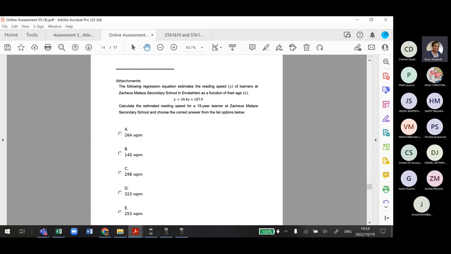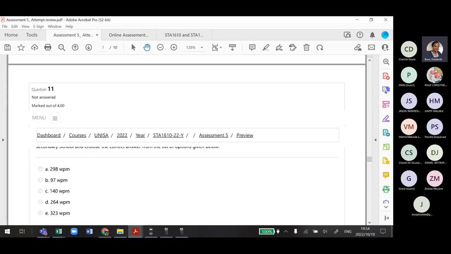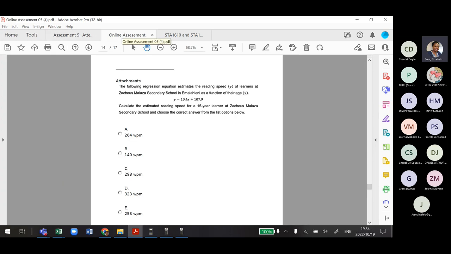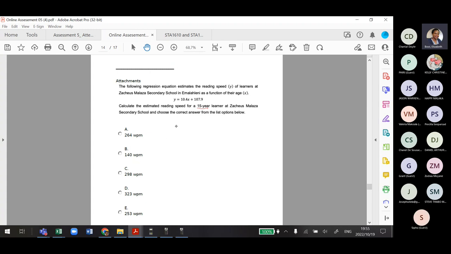Let's do the, I think probably it's the same. Yes, it is the same. The following regression equation estimates the reading speed y of learners at Zacchaeus Malaza Secondary School in Emalahleni as a function of their age. And this is their regression line, y is equal to 10.4x plus 107.9. Calculate the estimated reading speed for a 15-year-old learner. So easy, right? Because they gave you 15, you just substitute where you see x, you put 15.